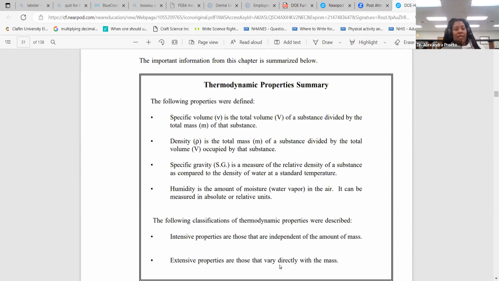Okay. So we've already defined what specific volume is. It's the total volume of substance divided by the total mass. We've already defined what density is. It's total mass divided by the total volume. We understand that specific gravity is a measure relative to the density of the substance as compared to the density of water at a standard temperature, and that humidity is the amount of moisture in the air, and it can be measured as absolute humidity. We talked about that, and then relative units, which is in percentages.